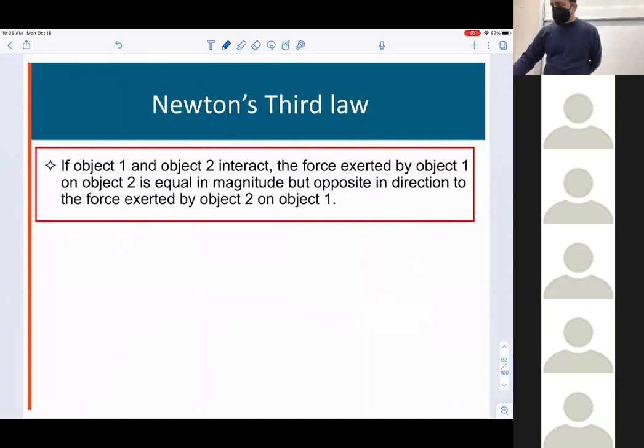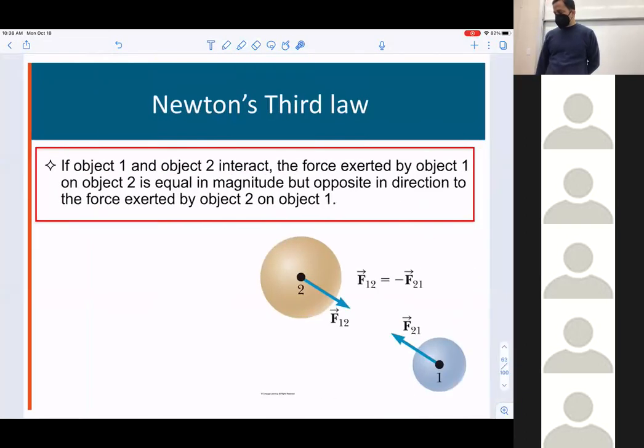So Newton's third law says that if object 1 and object 2 interact, the force exerted by object 1 on object 2 is equal and opposite in direction to the force exerted by 2 on 1. So that's a lot of words, and here's a diagrammatic way of saying this.